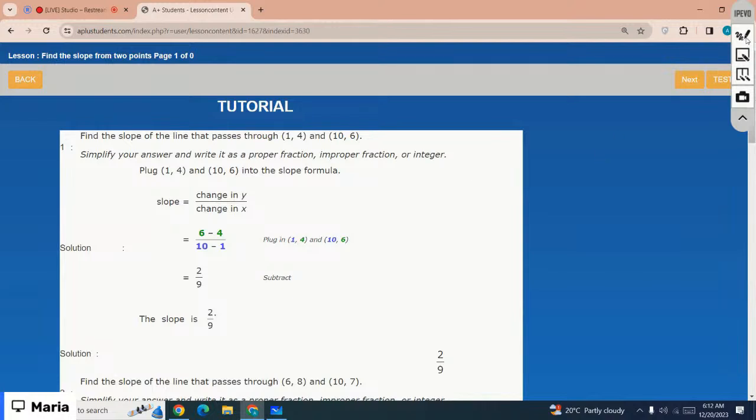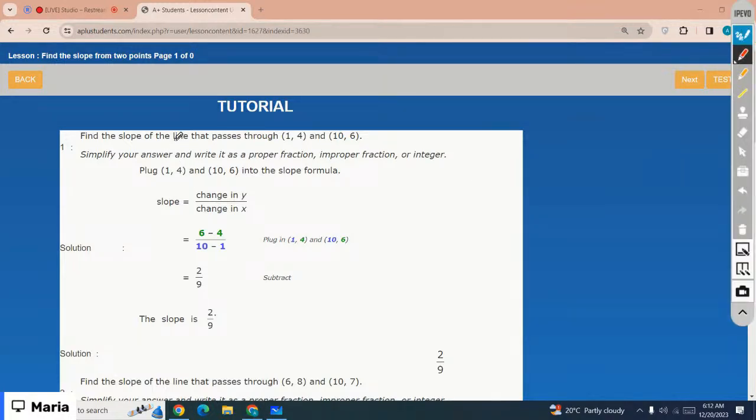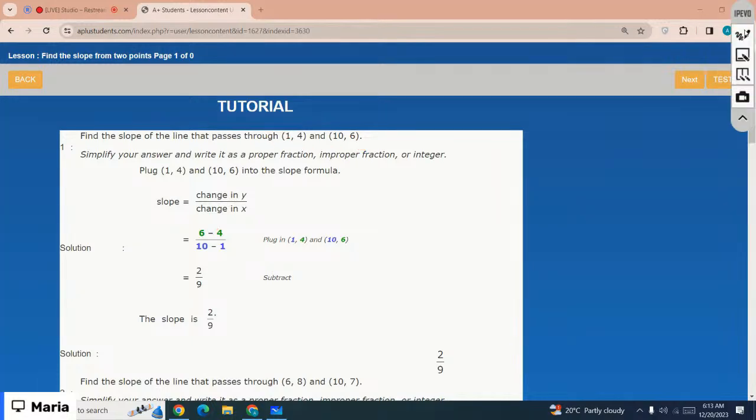For the first example: find the slope of the line that passes through the points 1, 4 and 10, 6. Just do change in y divided by change in x. Change in y is 6 minus 4 and change in x is 10 minus 1, so that is 2 over 9. The slope is 2 over 9. When you are given the points, it is easy to calculate the slope. Simply calculate change in y divided by change in x. Let's start with the test questions.